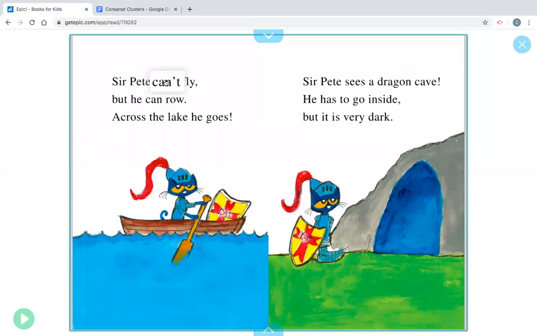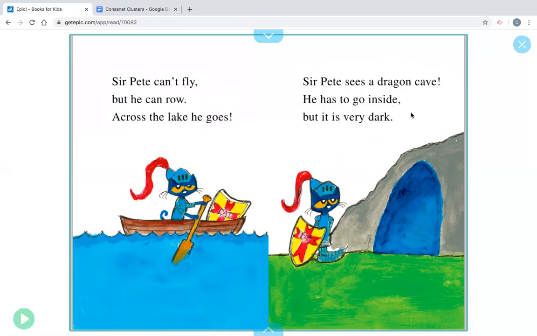Sir Pete can't fly, but he can row. Across the lake he goes. Any consonant clusters? Nope. Sir Pete sees a dragon cave. He has to go inside, but it is very dark.